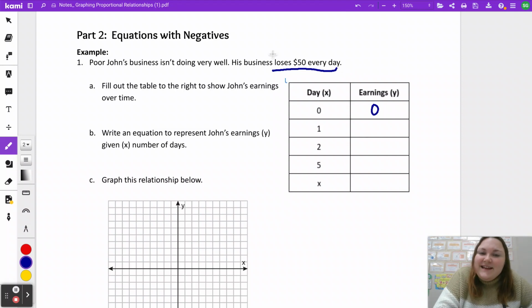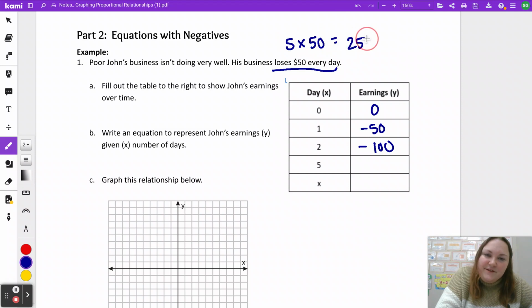After 1 day, using this information, we know he has lost $50. But to represent that he's losing money, I don't want to just write 50. That would mean he's making $50. To show he's losing it, I'm going to use a negative sign. Continuing to use this information, by day 2, he's lost $100. If I jump to day 5, you might need to do some math here. I would say, well, after 5 days, he has lost a total of $250. 5 days times our negative 50 would mean he has lost $250.